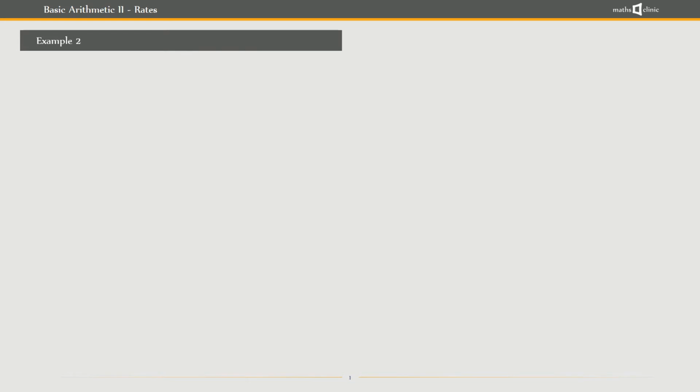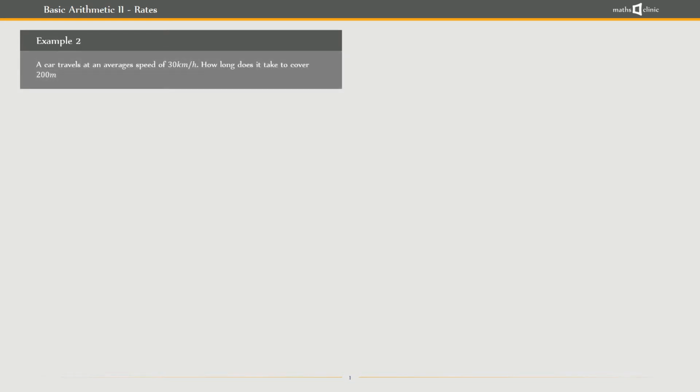Now, example 2. Example 2 says a car travels at an average speed of 30 kilometers per hour. How long does it take to cover 200 meters? So in this case, we've been given speed and we've been given distance and we've been asked to calculate time. So the first thing we want to do is identify a relevant formula. What we have is time equals distance over speed, distance divided by speed.